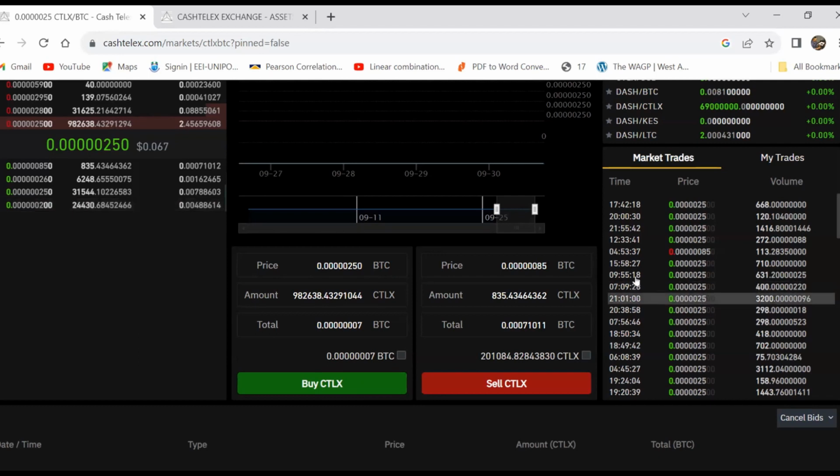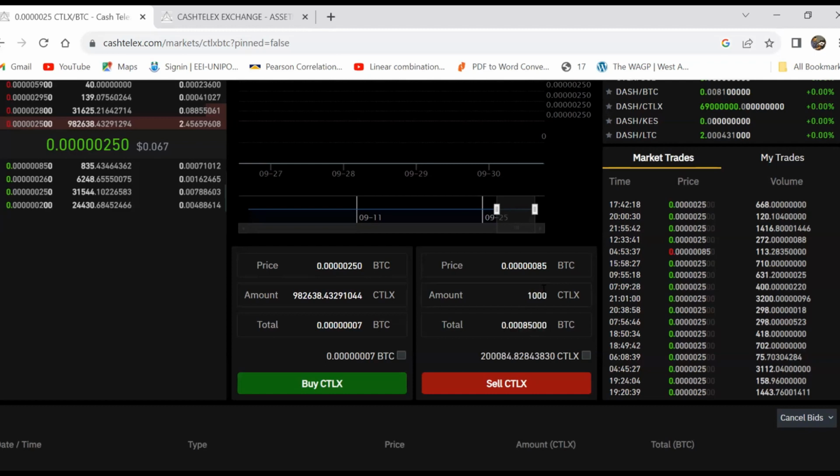So you can see the balance of this, and I have around 1,000 CTLX. So now I can use this one as an example. I want people to pay attention here because all this price, amount, and total, people used to get it twisted and complicated. So now I want to sell my CTLX. Now I'll put the amount of CTLX I want to sell. I want to sell like 1,000.